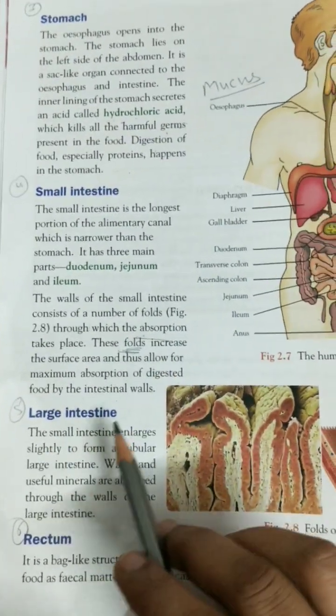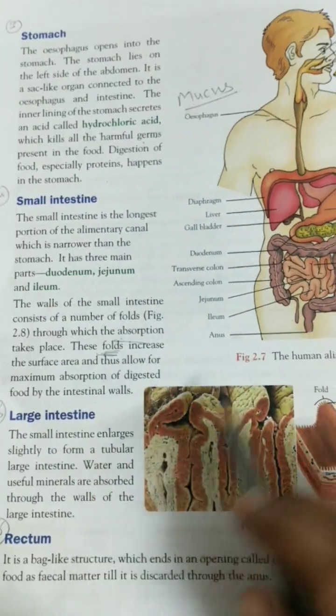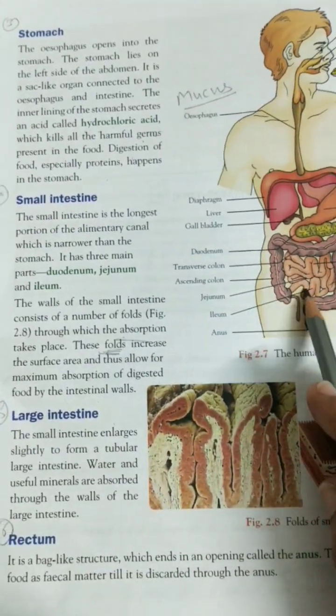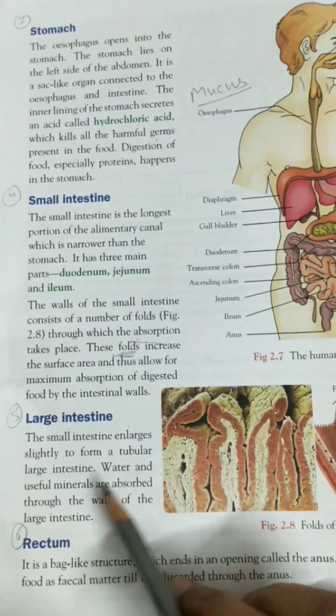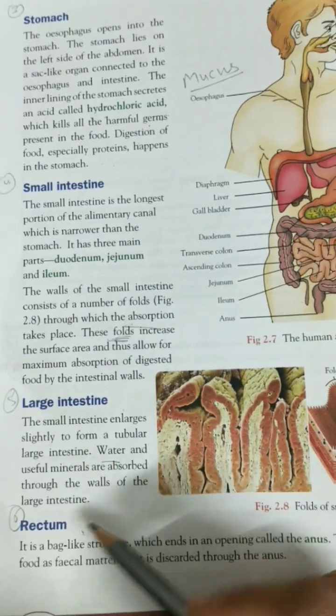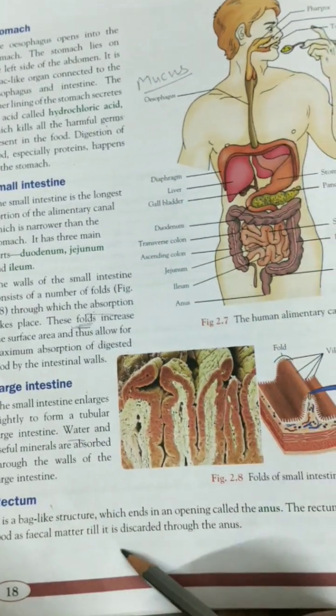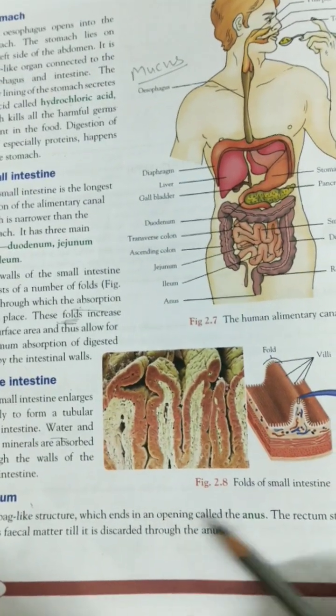After this, the large intestine is wider, but in length it is smaller than the small intestine, and here water and useful minerals are absorbed. And in the rectum, whatever waste or undigested food is there is temporarily stored and thrown out from the opening called the anus.